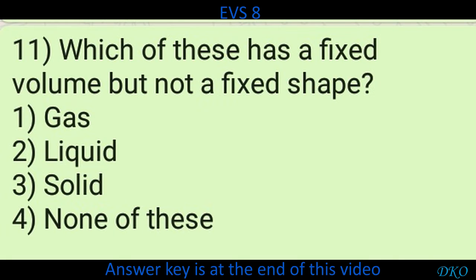Question number 11. Which of these has a fixed volume but not a fixed shape? Option number 1 is gas, option number 2 is liquid, option number 3 is solid, and option number 4 is none of these.